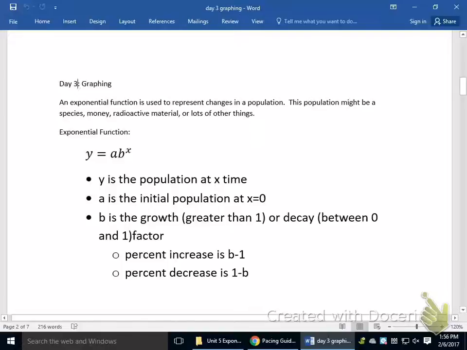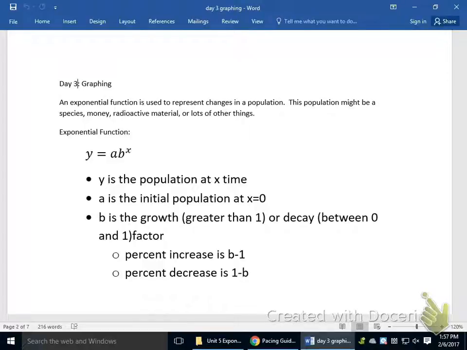This is Unit 2, exponential functions, and this is day 3, graphing exponential functions. Now, what is an exponential function, first of all, and why do we use it? Exponential functions are used to represent changes in population. That's because we typically describe changes in populations with percent. That population is gaining a certain percentage per time period or losing a percentage.